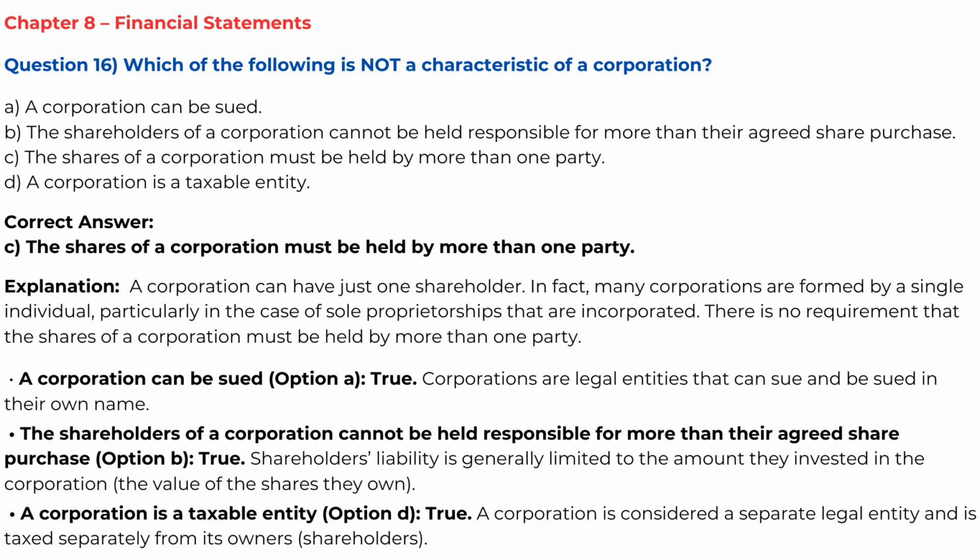Explanation. A corporation can have just one shareholder. In fact, many corporations are formed by a single individual, particularly in the case of sole proprietorships that are incorporated. There is no requirement that the shares of a corporation must be held by more than one party. A corporation can be sued. Option A, true.